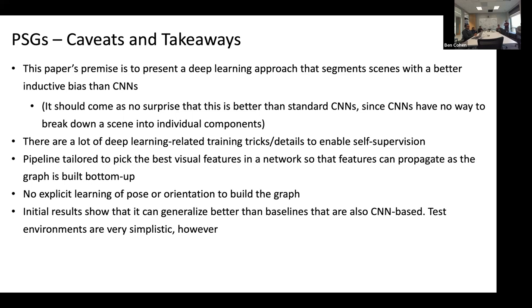The key thing to note here is that there's no learning of pose or orientation to build a graph. It's purely how one object is physically related or located next to another object. The initial results here show that it can seemingly generalize better than baselines. But of course, this is building an explicit graph. Other baselines might not. And the test environments are pretty simplistic. There's nothing changing in the scenes. The only thing that's changing is my camera angle with respect to some static objects in that scene.